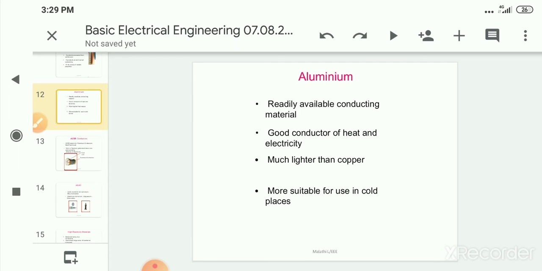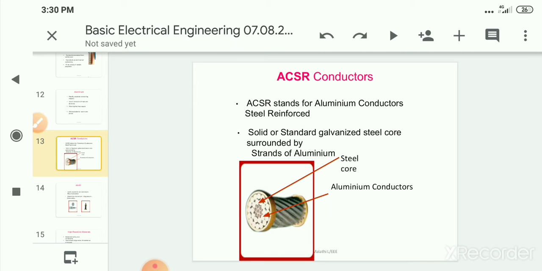Due to what reason? It is very much lighter in weight. It is used for winding of electrical machines and transformers. So rather than normal aluminum, the preferred one is ACSR. What is this ACSR? ACSR stands for aluminum conductor, steel reinforced. Aluminum conductor, steel reinforced conductors are mostly used.